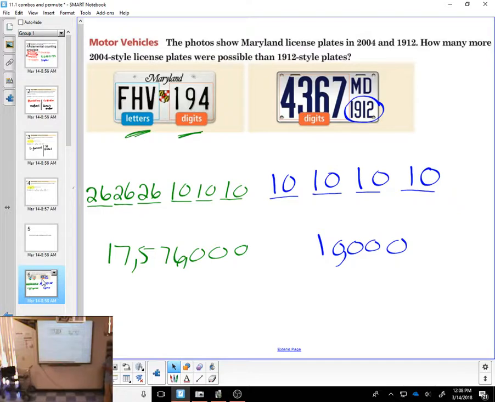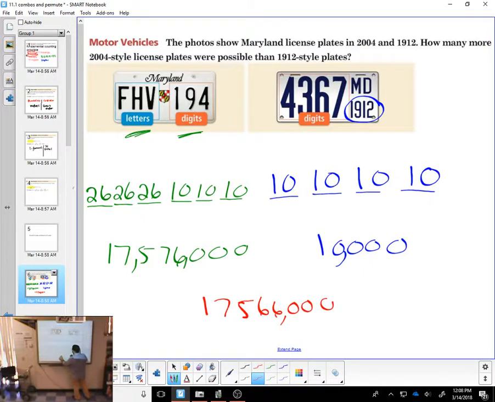So if I take away the 10,000 from the other method, that is about, it's only 10,000 less, so this 7 became a 6. That's how many more? Questions? So there was no formula used here. We just used our counting principle to figure that out, okay?